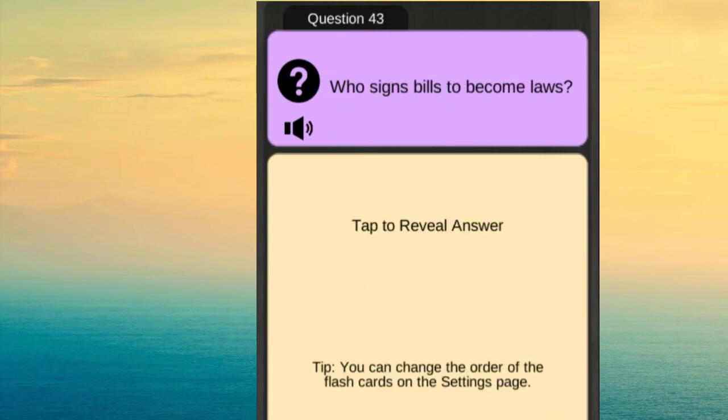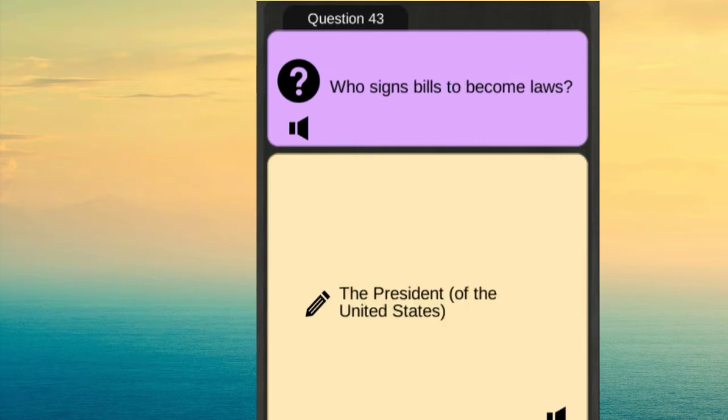Who signs bills to become laws? The President of the United States.